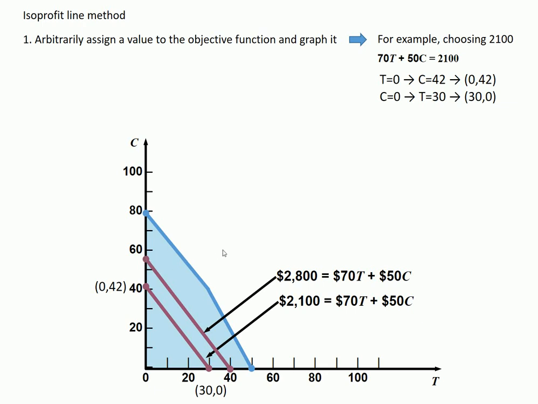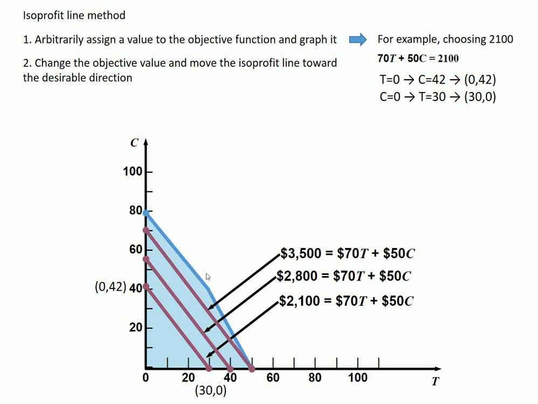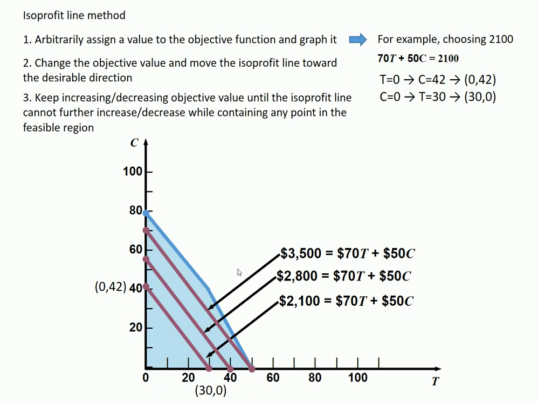And can we do any better? Let's try another larger number, 3500. It looks like this. So yes, we can keep increasing this number, and we observe that as we increase it, this isoprofit line moves up. We can keep doing that all the way until the line intersects exactly at one point with the feasible region. At this point, we cannot further improve or increase the value.